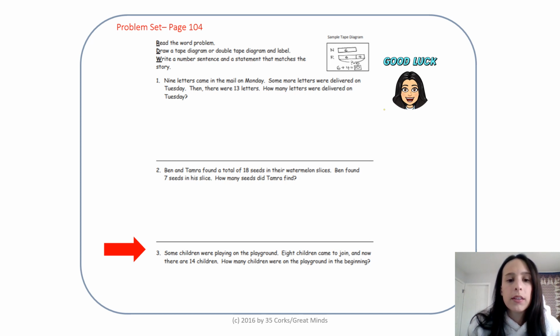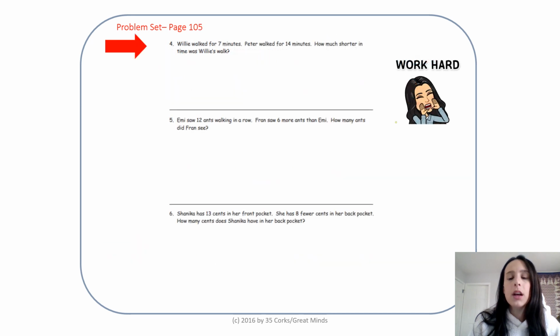Number 3, some children were playing on the playground. 8 children came to join, and now there are 14 children. How many children were on the playground in the beginning? All right, we're going to the next page. Number 4, Willie walked for 7 minutes. Peter walked for 14 minutes. How much shorter in time was Willie's walk?